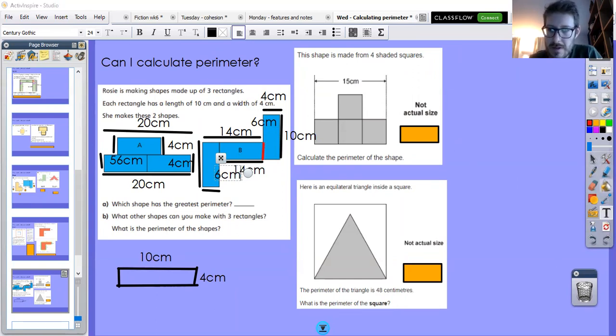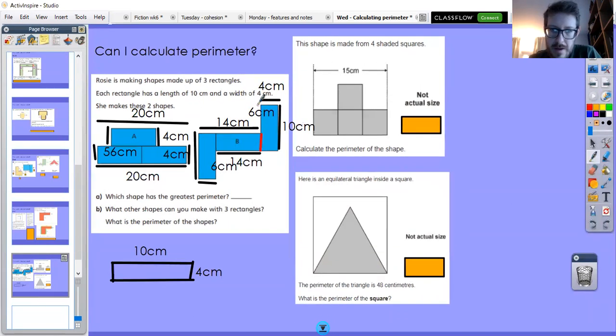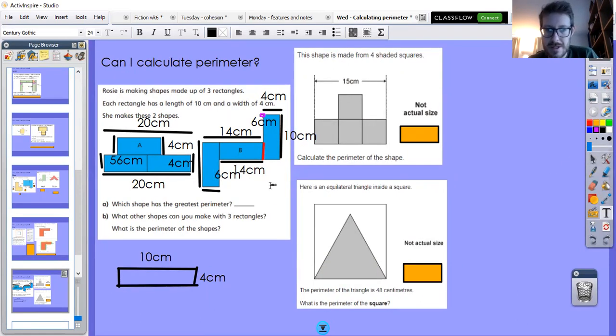So I'll start up here and then add all the way around. So it'll be 4, add 10, add 14, add 6, add 4, add 10, add 14, add 6. I've got a perimeter of 68 centimeters for this shape. So altogether, shape B will be the longest perimeter.